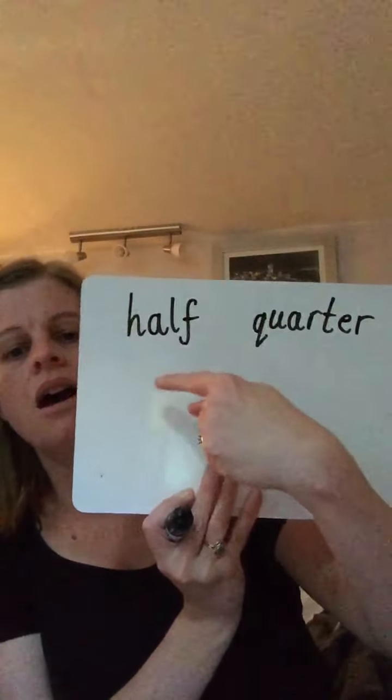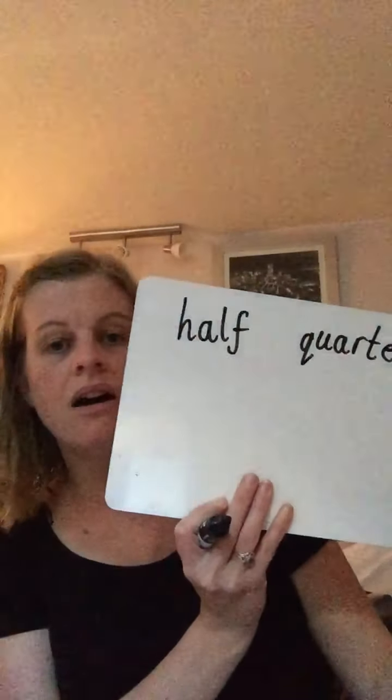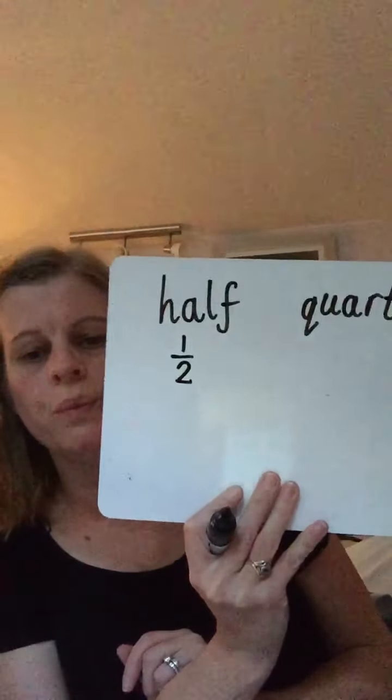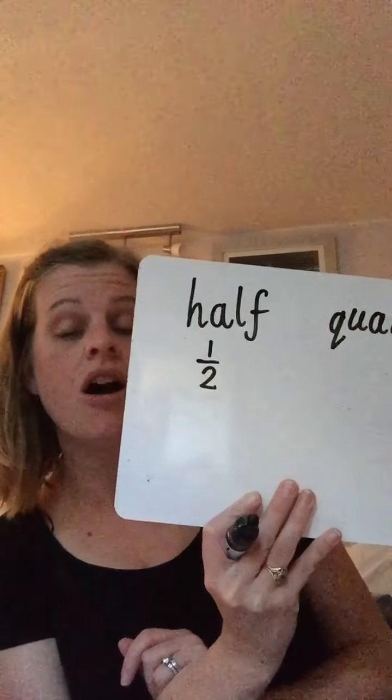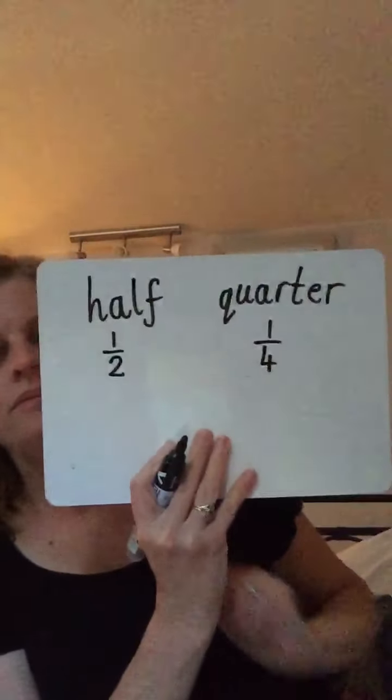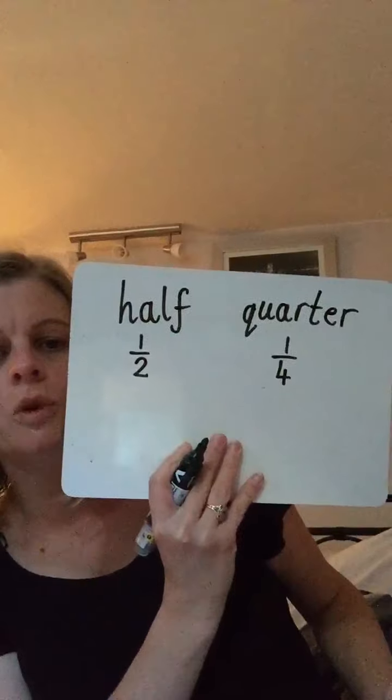So look, I've written half and I've written quarter. But if I wanted to write half as a number, I would write it like this. 1/2. 1 line 2. The way of writing half as a number. If I wanted to write quarter as a number, I would do 1/4. Half, 1/2. A quarter, 1/4.